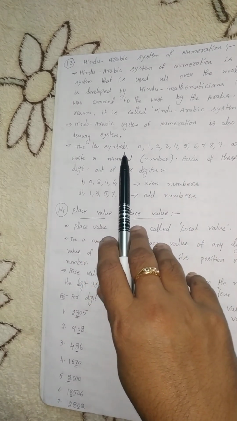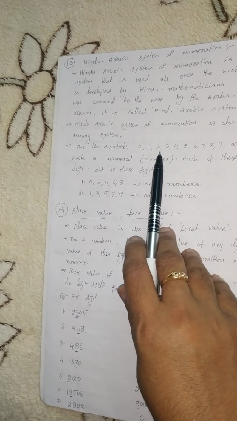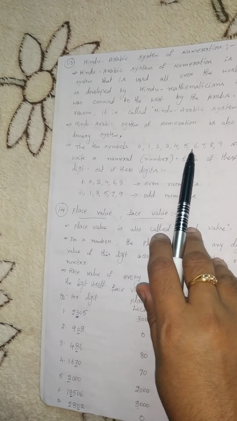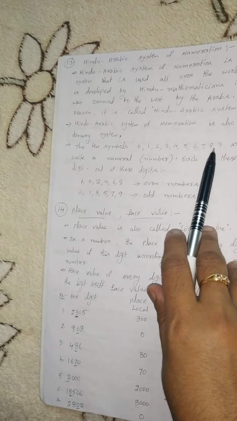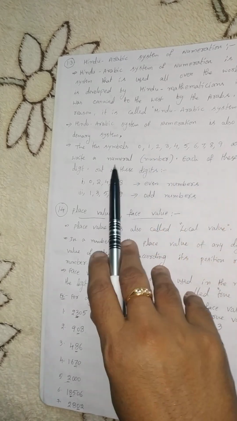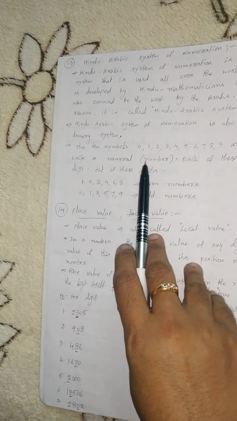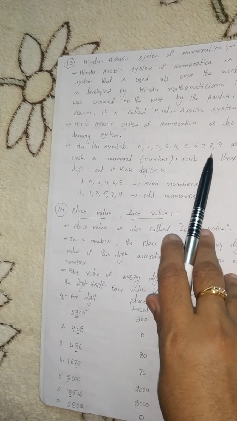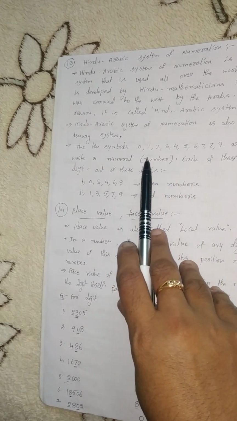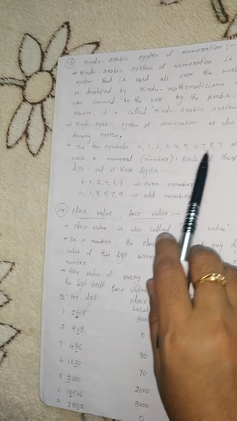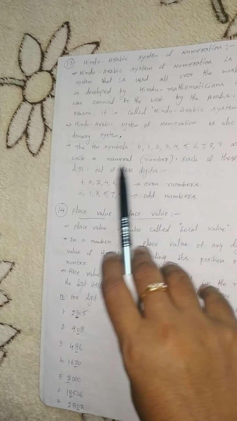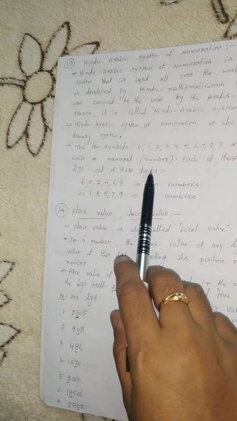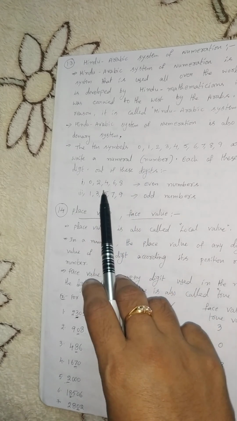The 10 symbols 0, 1, 2, 3, 4, 5, 6, 7, 8, 9. These 10 numbers are very important. We will write a number or numeral with them. Each of these is called a digit. So in the number, there are digits in the ones place, tens place, hundreds place.